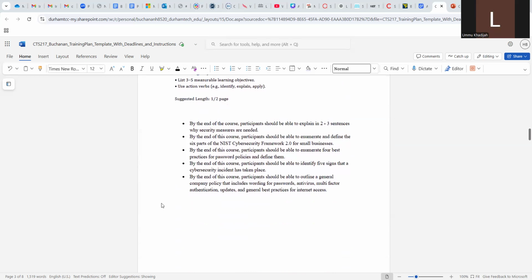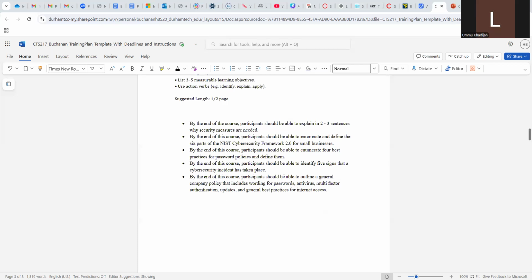From the learning objectives, by the end of the course, participants should be able to explain in 2 to 3 sentences why security measures are needed. By the end of the course, participants should be able to enumerate and define the 6 parts of the NIST Cybersecurity Framework 2.0 for small businesses. They should also be able to enumerate 4 of the best password practices and be able to say not only the name of it, but to know what it does and how it protects passwords.